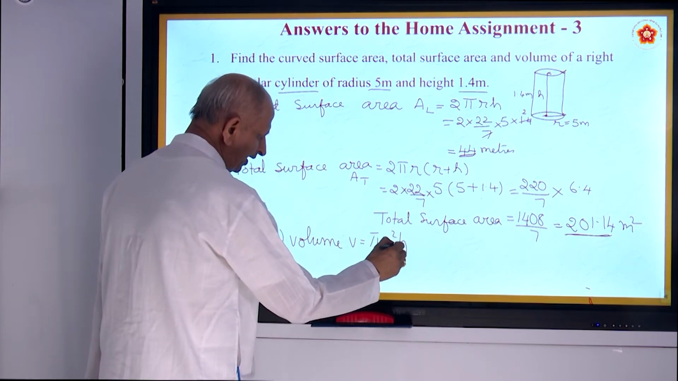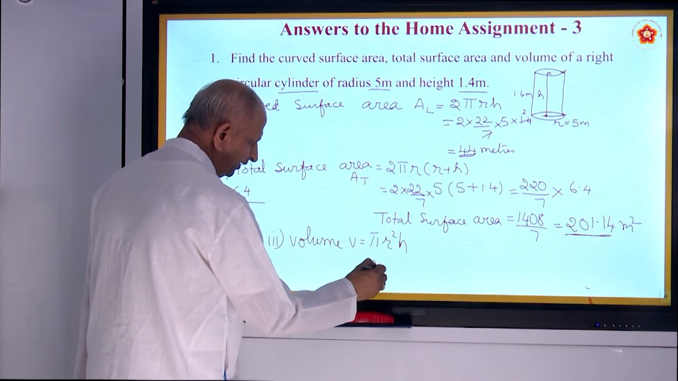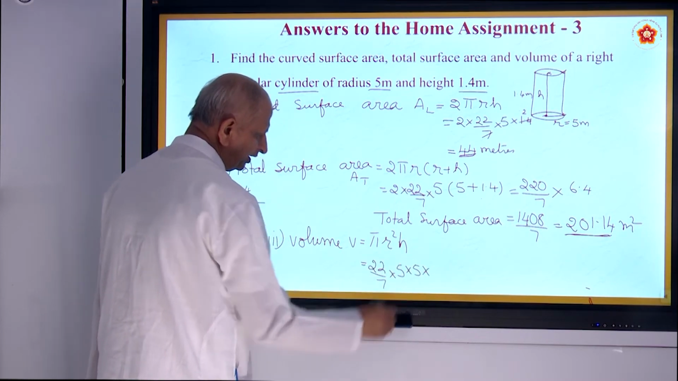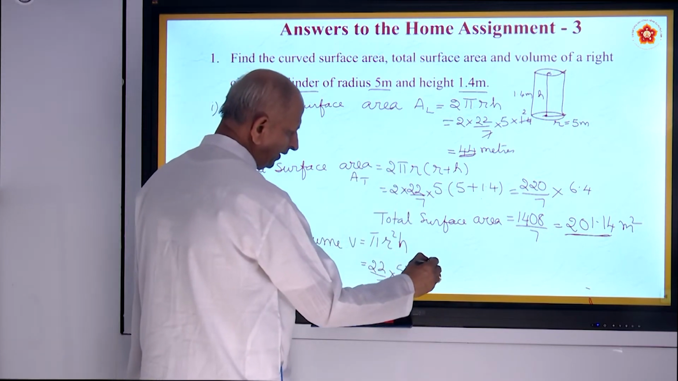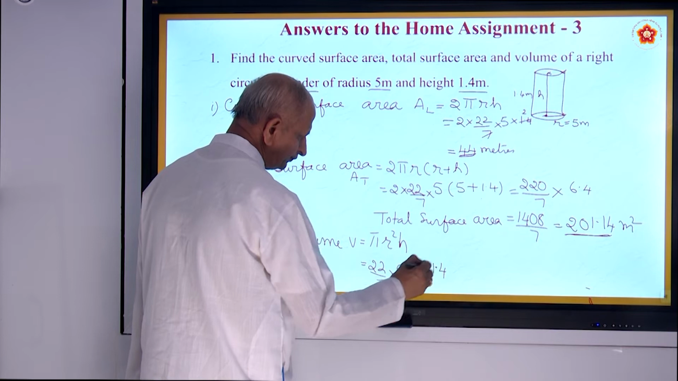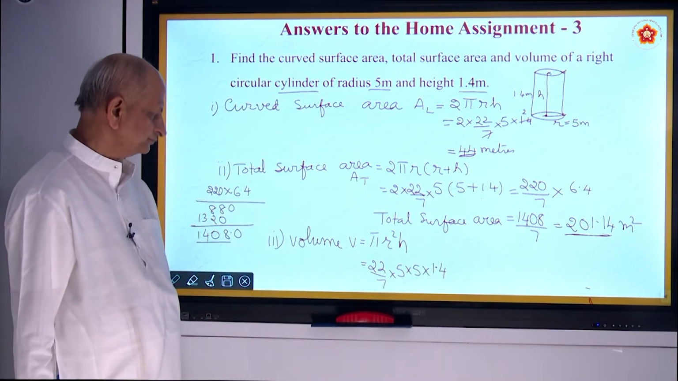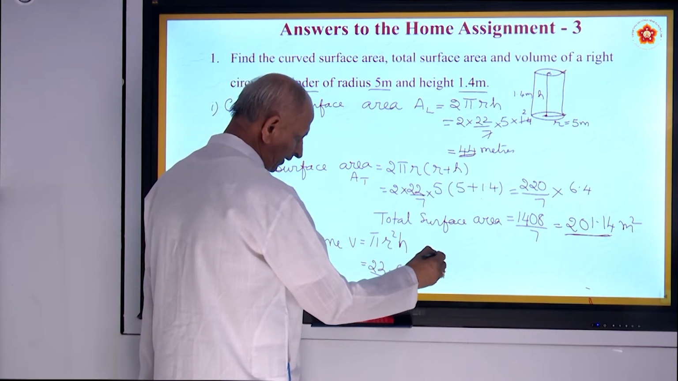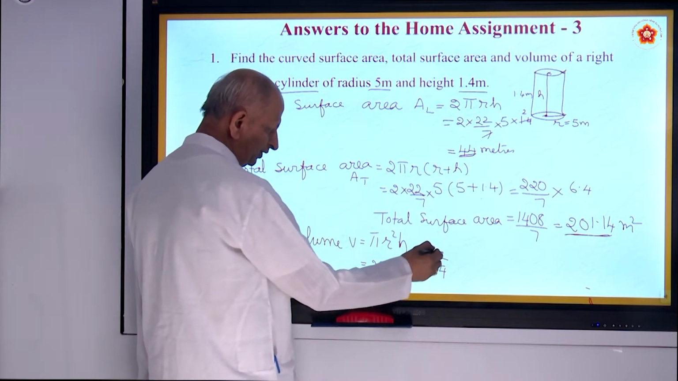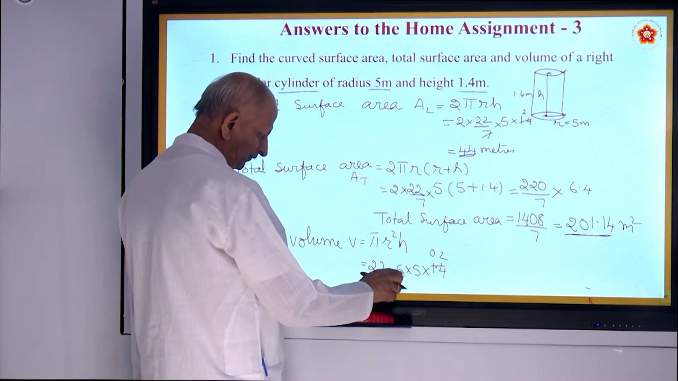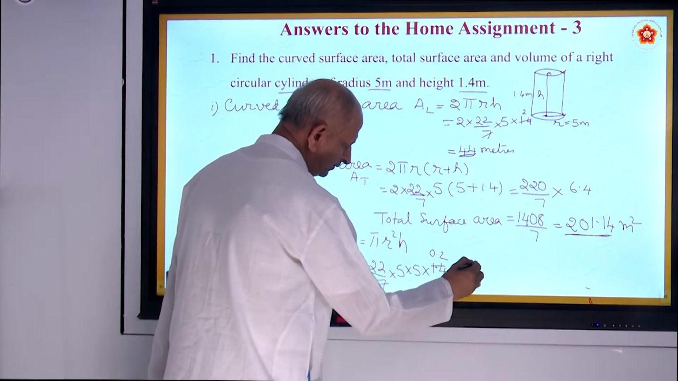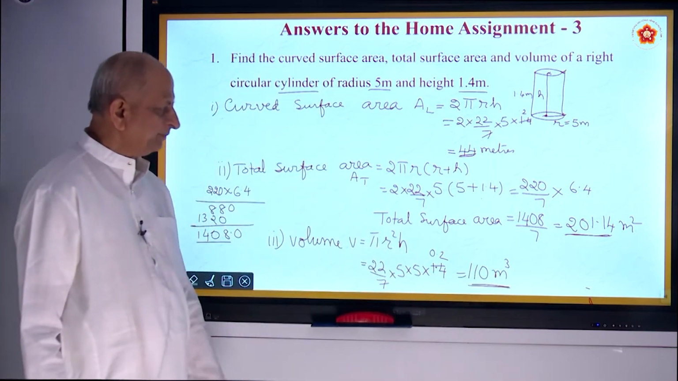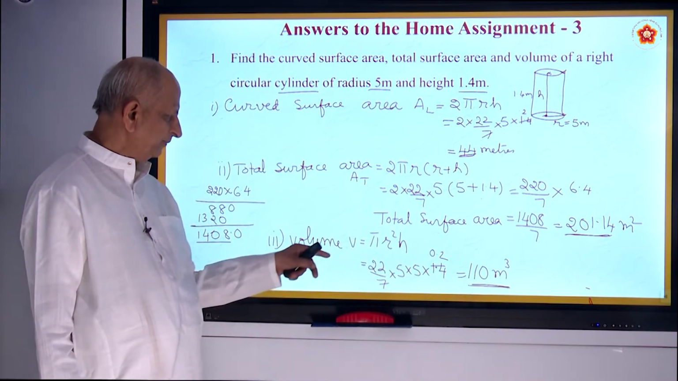So what is R? R is radius. So pi into R square, 5 into 5. H, what is H? 1.4, that is height. Don't forget that point there. So you just cancel: 7 ones are 7, 7 twos are 14. So 5 twos are 10, 1 into 5 is 5. So this comes to 110. So much of meter cube. Area is measured in meter squares. Volume is measured in meter cubes.